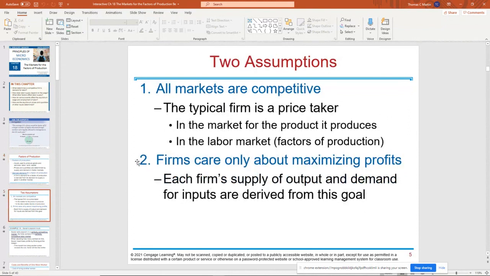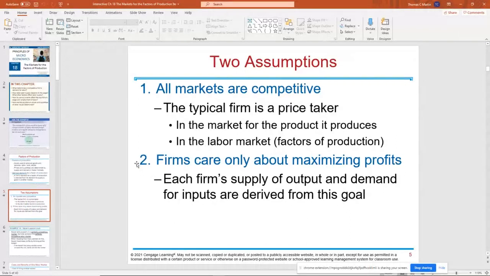But if I'm a potato farmer, I'm going to hire enough people to get the potatoes out of the ground. But I'm not going to hire so many that the labor costs exceed the value of what I can sell the potatoes for. And we'll see some calculations where that applies.